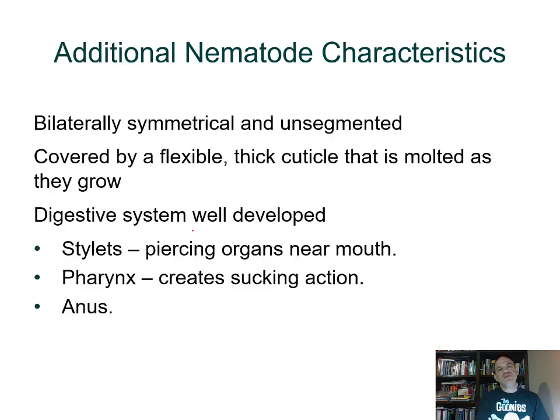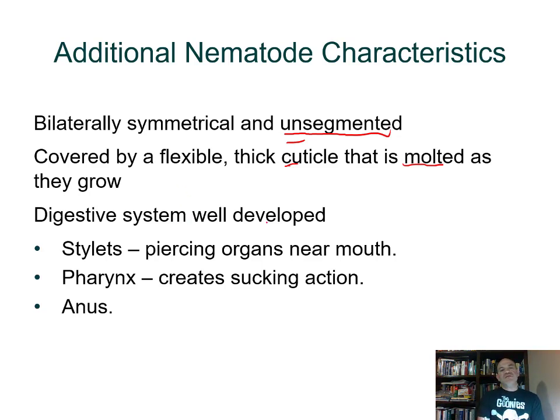Other characteristics, they are bilaterally symmetrical, but they are not segmented, so unsegmented. They're going to be covered with a flexible, thick cuticle, but it must be molted for them to grow. The other protostomes we've been looking at, this is the first group of ecdysozoans. The other ones, they just continue to grow here. Ecdysozoa has to shed that, get rid of that cuticle before their body can grow any bigger.